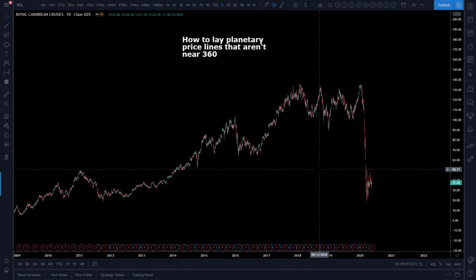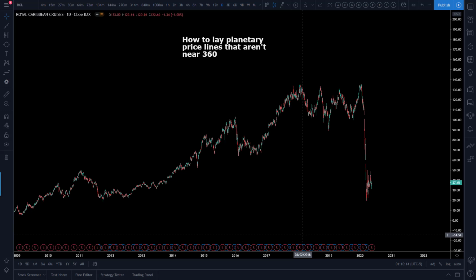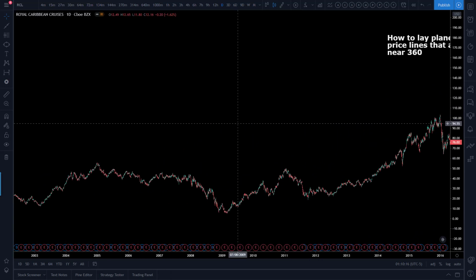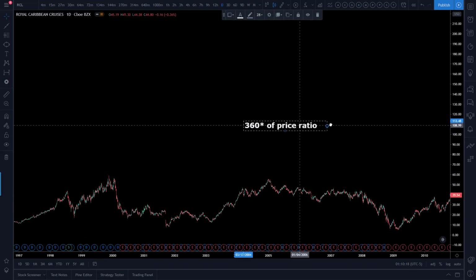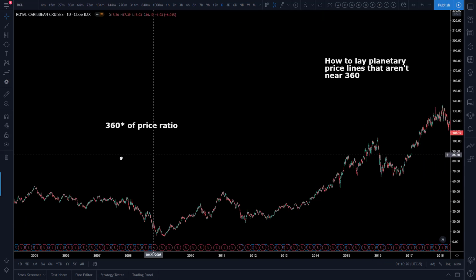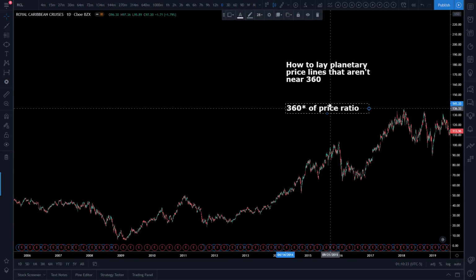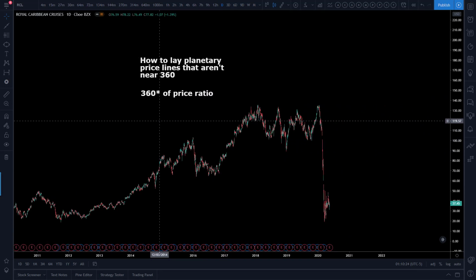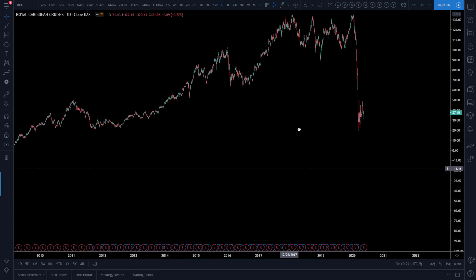But you've got to play around with that sometimes, because the sun won't work with every single asset or instrument that's out there. You're going to have to find what resonates with that instrument. So in order to accomplish this, what we need to do is look at using a 360 degree of a price ratio. So what exactly do I mean by that?